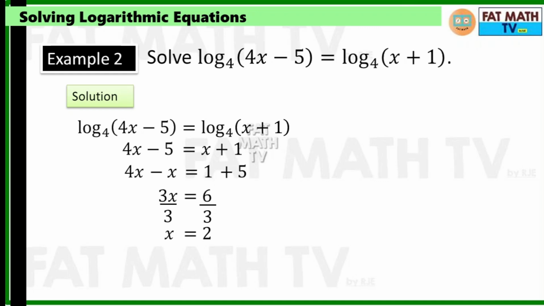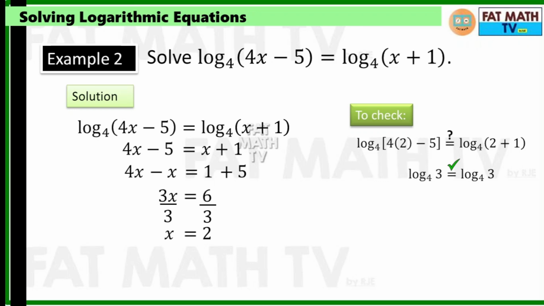And then substitute 2 to the original equation. You will have logarithm of 4 times 2 minus 5. Is that equal to the logarithm of 2 plus 1? Yes, they're both logarithm of 3 to the base 4. 4 times 2 minus 5 is 3. 2 plus 1 is also 3. So we have logarithm of 3 to the base 4 equal to logarithm of 3 to the base 4. Meaning to say, x equals 2 satisfies the given logarithmic equation.